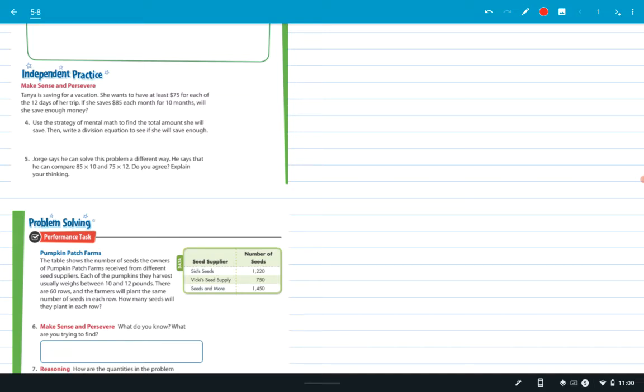Tanya is saving for a vacation, okay? And she wants to have $75 a day for the 12 days of her trip. So let's say she's going to Italy, and she wants to be able to spend $75 a day in Italy. And she's going to be there 12 days. And then it says if she saves $85 each month for 10 months, will she save enough money? Well, first off, we need to figure out how much money she's going to need. Then we can figure out if she has enough.